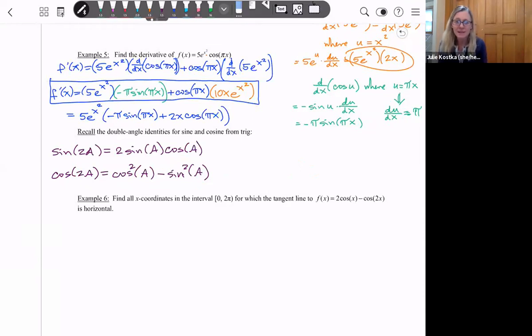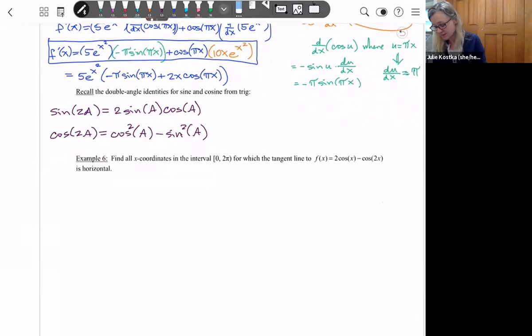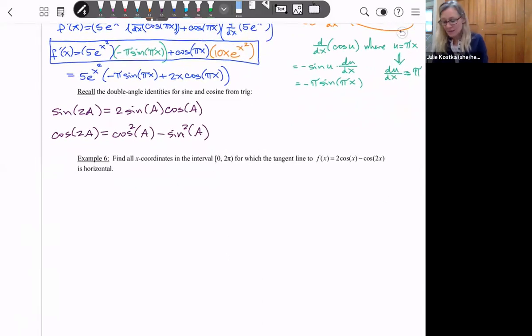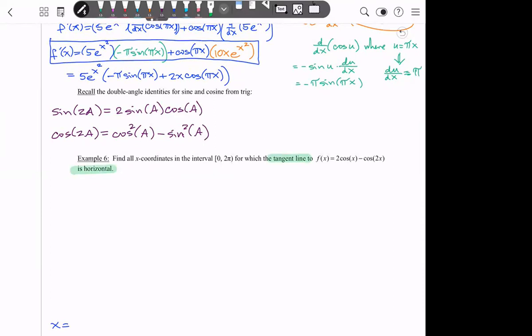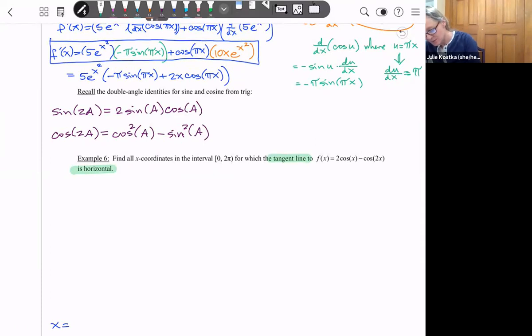Example 6, find all x coordinates in the interval including 0, not including 2 pi, for which the tangent line to this function is horizontal. My gosh, there's a lot going on here. X coordinates, so I know my answer is going to be x equals something. What does this mean if the tangent line is horizontal? It means there's a rate of change of 0. So if m is 0, that means f prime of x is 0, and then we're going to solve for x.